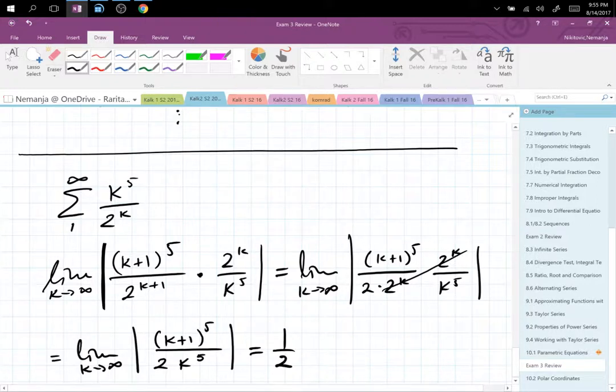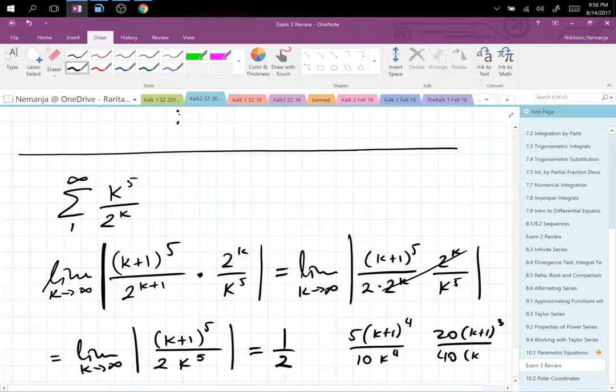The highest exponent on top is the 5th power, and the highest exponent on the bottom is the 5th. If you take derivatives, you get 5(k plus 1) to the 4th on top and 10k to the 4th on the bottom. Take another derivative, you get 20(k plus 1) to the 3rd divided by 40k to the 3rd. You see that the ratio of 1/2 is always there. Every single time you do L'Hopital's rule, 1/2 is there.